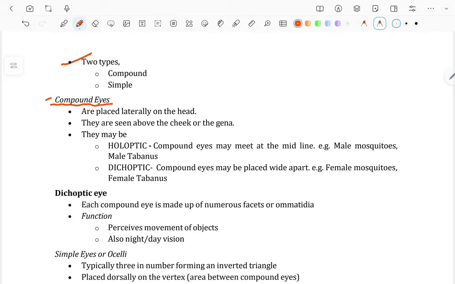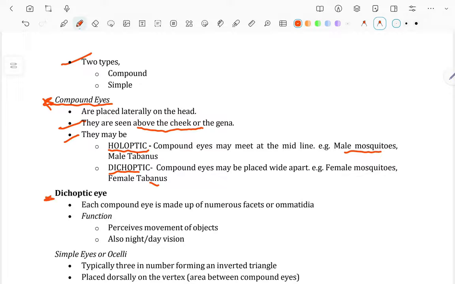Two types of eyes: compound and simple eye. Compound eyes are placed laterally on the head. They are seen above the cheek or the gena. They may be holoptic, meaning compound eyes may meet at the midline, example male mosquito, male Tabanus. Dichoptic, compound eyes placed wide apart, example female mosquitoes, female Tabanus.